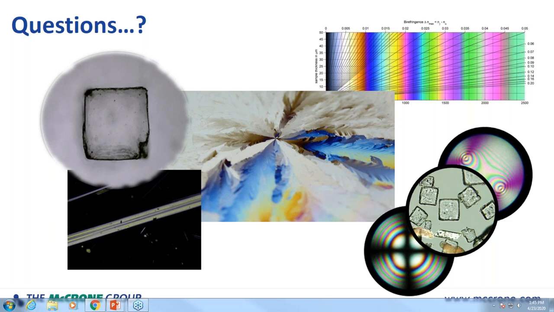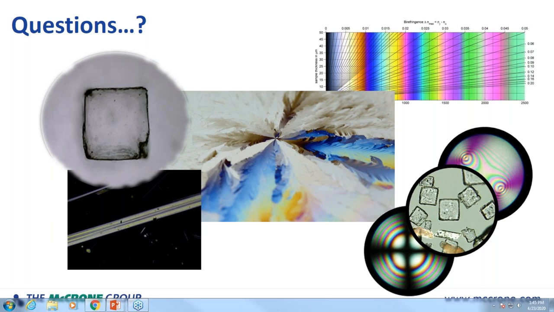What other questions do we have here? How do we think about these polarized light methods when using reflected light? All of these methods will work with reflected light. What you have to do is have your microscope set up for reflected light.